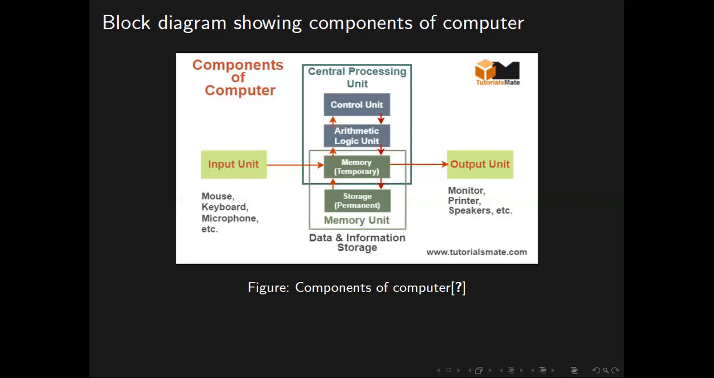Then primary storage memory is temporary. Primary storage or main memory is temporary. RAM is referred to as the main memory or memory, and it is temporary. Then permanent storage is offered through hard disk or pen drive or whatever other secondary storage device we have.